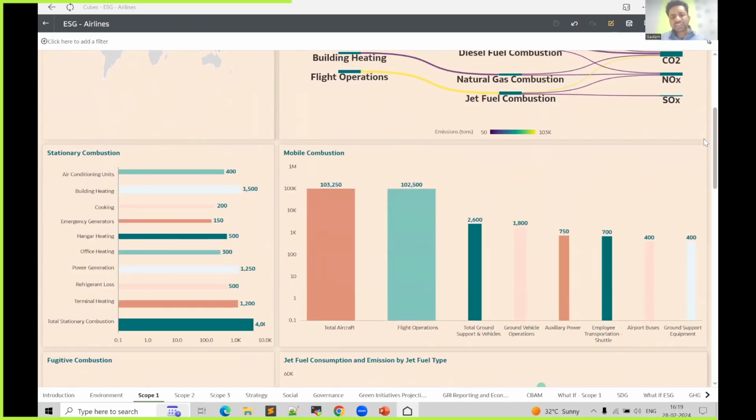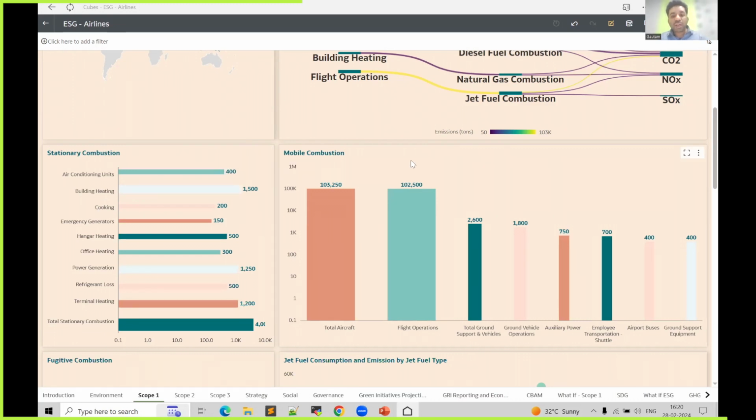And you then slice and dice it based on stationary combustion, mobile combustion. So in this specific example, stationary combustion is the direct emission related to operational machineries that are stationary in nature. It could be coming in from the office premises, the airport hangars. It could be coming in from the different generators. So you even have metrics like cooking, the emission coming in from the flight catering department when they're preparing the food for the different airlines.